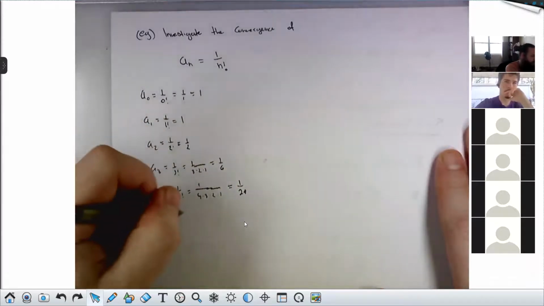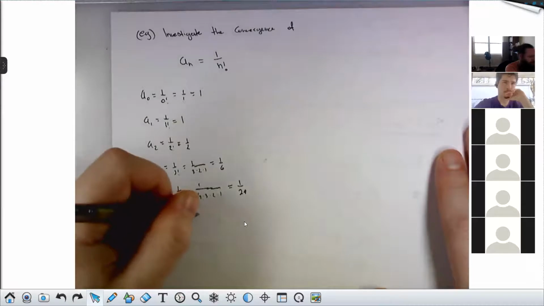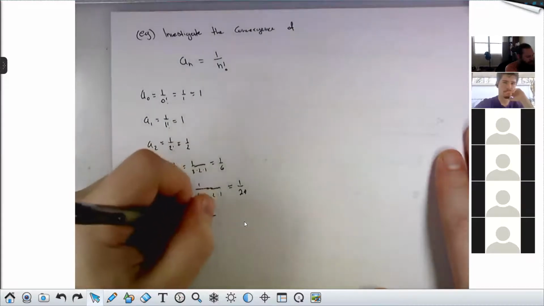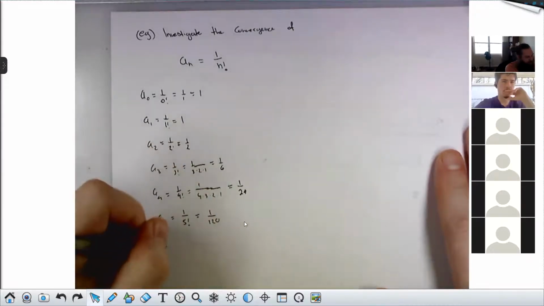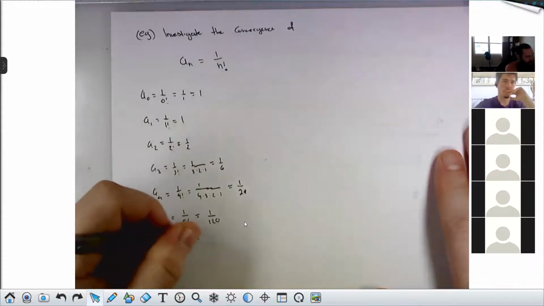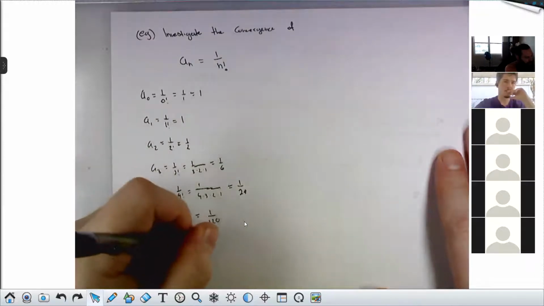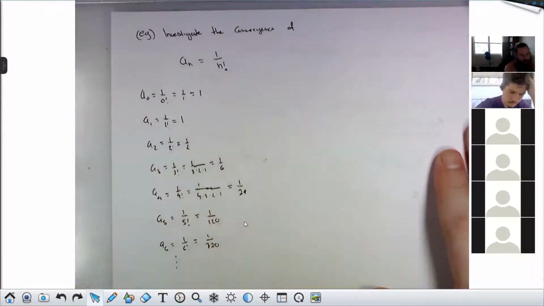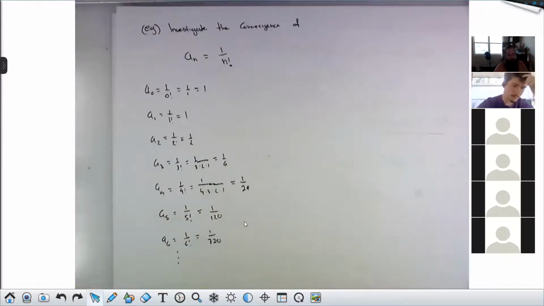A5 is 1 over 5 factorial. Rather than writing it out, I'm just going to say it. It's 1 over 120. A6, 1 over 6 factorial, is 1 over 720. So what are these numbers doing? Are they getting bigger? Are they getting smaller? Smaller. They're definitely getting smaller, right? 1, 1, 1/2, 1/6, 1/24, 1/120, 1/720.